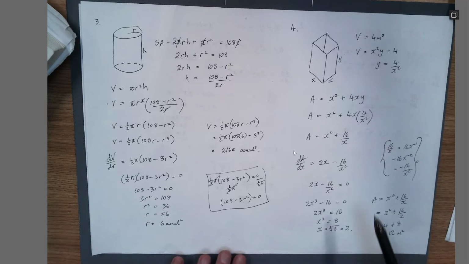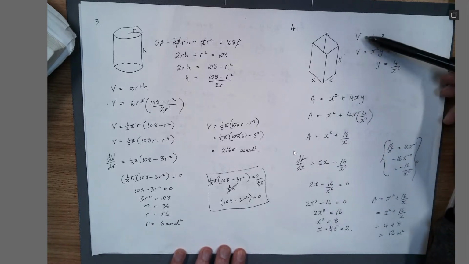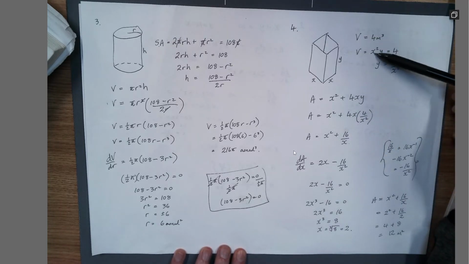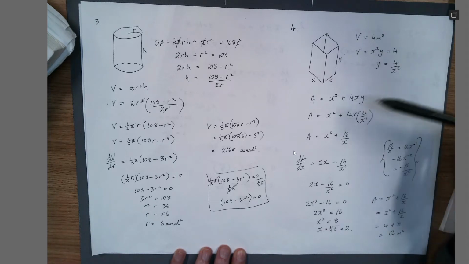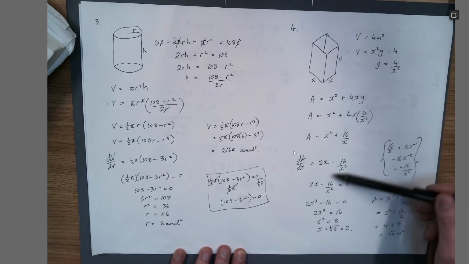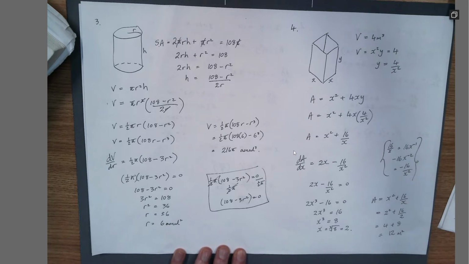Okay, so we need to describe the tension formula for a volume of 4 meters cubed. So we can say x squared y equals 4. So y equals 4 over x squared.